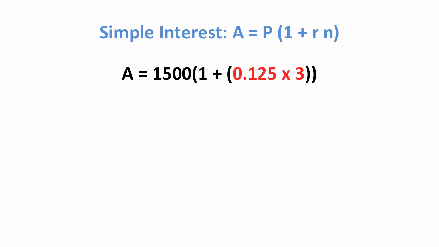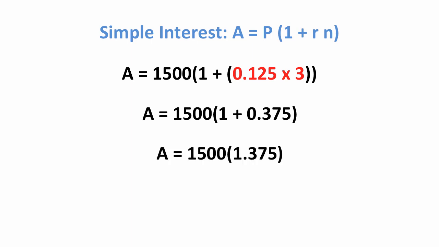So multiplying it by 3 will give us your 0.375, adding it onto the 1 gives 1.375, and we multiply it by the initial principal that we deposited or invested in the bank. At the end, we have an accrued amount of €2,062.50.